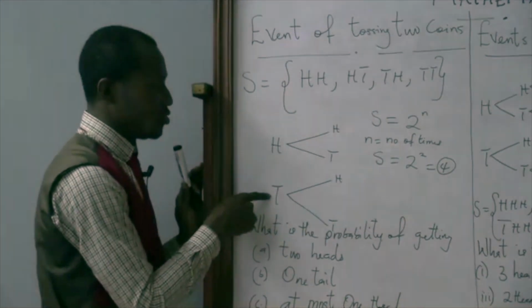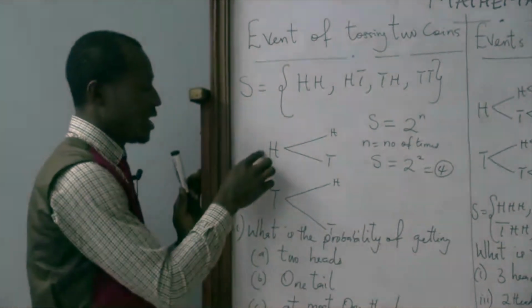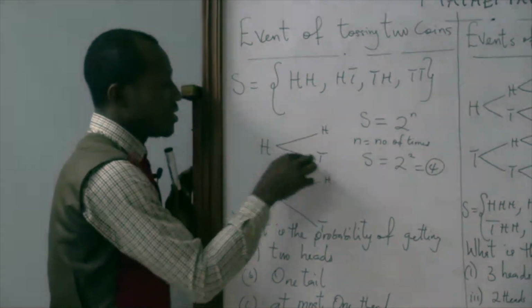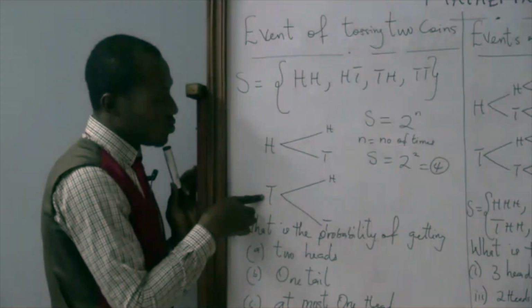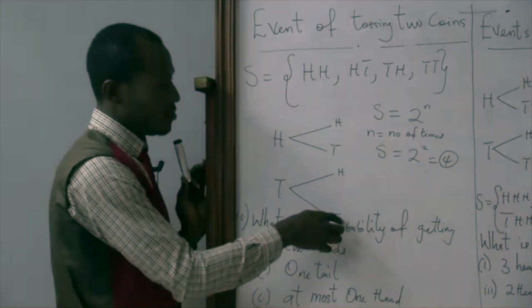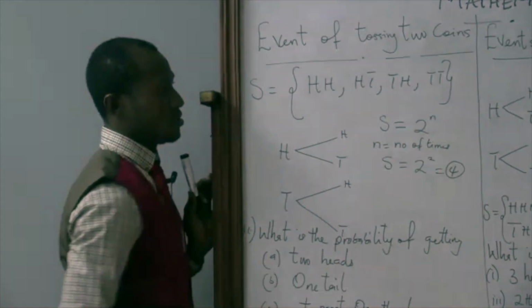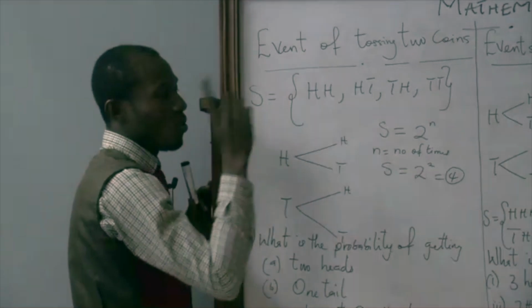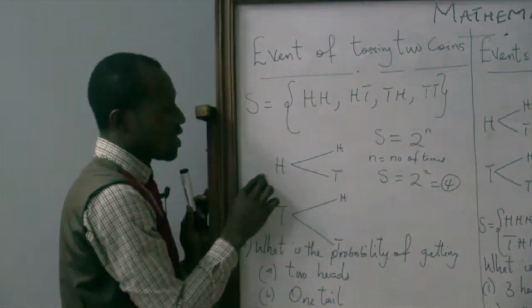Create a head and a tail, because these are the 2 possible outcomes of throwing a coin. Head and tail. On this one, extend it again, head and tail. On this tail also, extend it, head and tail. I'm stopping here because I tossed the coin twice. Oh, sorry, 2 coins once or 1 coin twice. It's still the same.